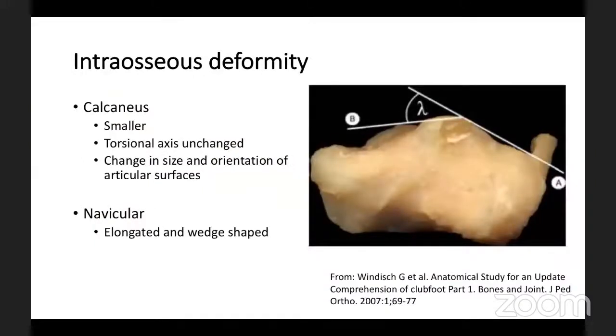The calcaneus is again smaller. The orientation and shape of the articular surface are changed, with underdevelopment of the sustentaculum. The anterior articular surface is directed downwards, medially and inverted, and the angle of the posterior facet is reduced. The navicular is elongated and wedge-shaped, broader on its lateral and dorsal surfaces.